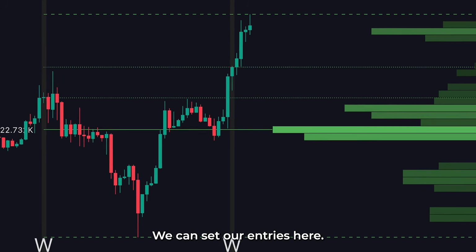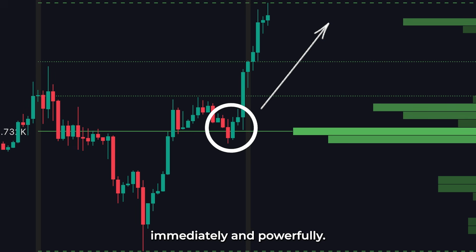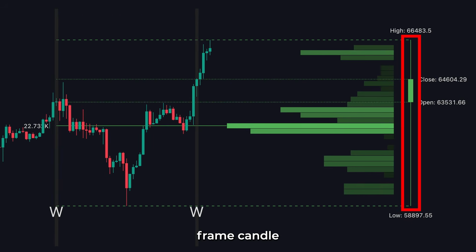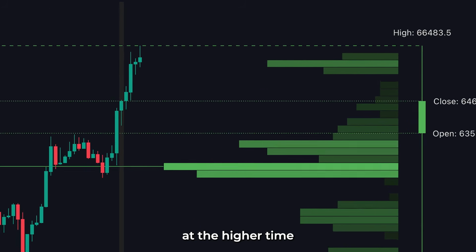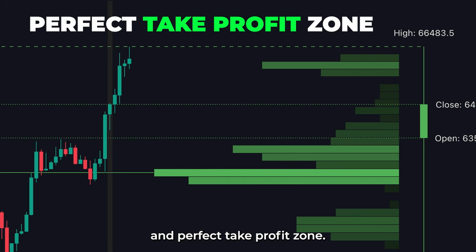We can set our entries here, and as we see, when the price comes down, we bounce off this zone immediately and powerfully. What we've done is we've taken a higher time frame candle and broken it down for sharper, more powerful analysis. We can then set our take profits at the higher time frame candle close, which is a logical and perfect take profit zone.